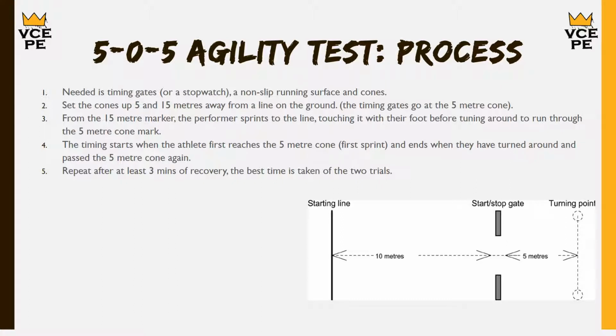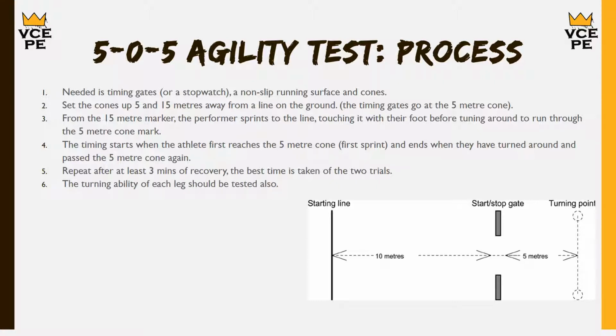So the only time of this test that's actually being tested is when they run through the stop-start gate and then they come back. So they're only being timed for 10 meters of the sprint. The first 10 meters is actually only to get them up to speed, so the results aren't being affected by the person's acceleration.